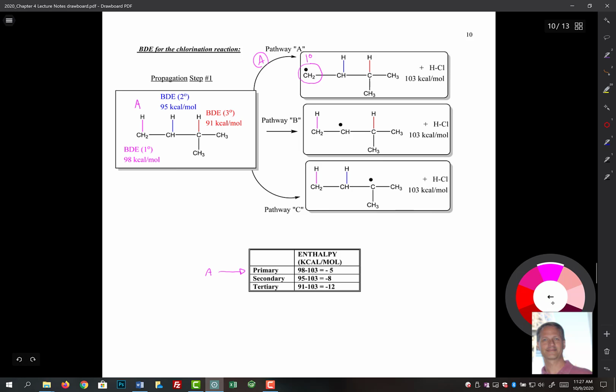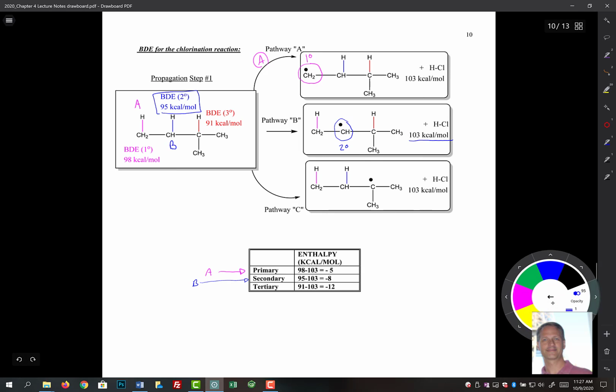Now, as we look at secondary, so what's secondary? Secondary here is our pathway B. So here's our pathway B right here. That's forming a radical here at the secondary position. And then still our BDE of HCl is 103. So now we're going to take 95, because that's our broken, and we're going to subtract that from 103. And that's going to give us negative 8. So we're a little bit more exothermic there.